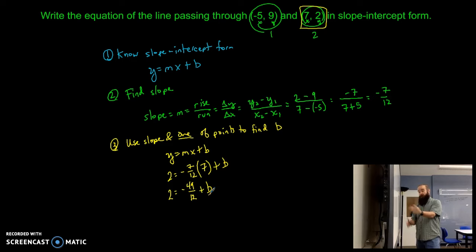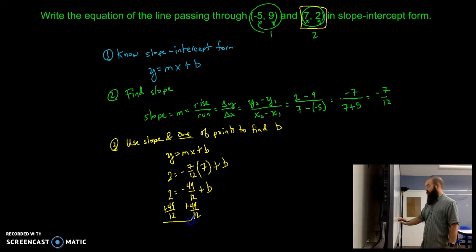I can't combine those because they're not like terms, the b and the -49/12. So I'm going to solve for b now by adding 49/12 to both sides. And again, you can use your calculator to help you with this. I'm just going to go ahead and do it. You get b is 73/12. But if you prefer to use decimals, that's fine. You should round to the hundredths. So I've got the y-intercept now, b.